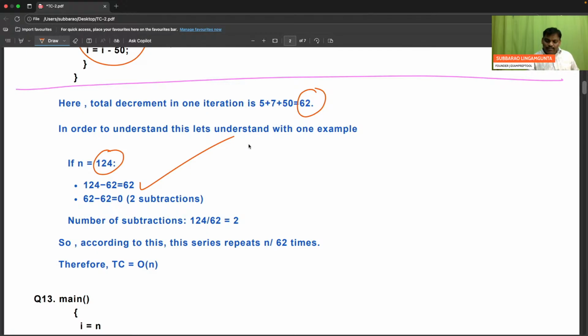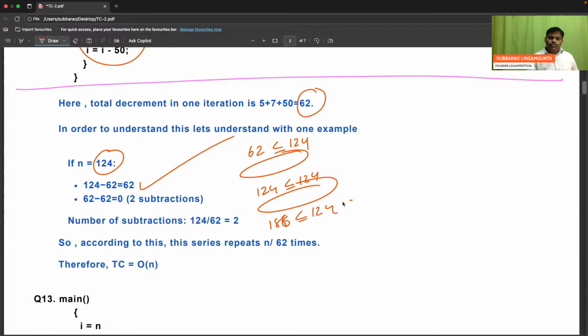First you tried this one. Initially, 62 less than or equal to 124. One time you did. Next, if you observe, it became 124. 124 less than or equal to 124. Lastly, it became 124 plus 64, which is going to be 188, sorry, 186. Less than or equal to 124 fails. So stop. So 2 times you did, which is going to be n by 62. So time complexity is actually n by 62, which is nothing but a big O of n.